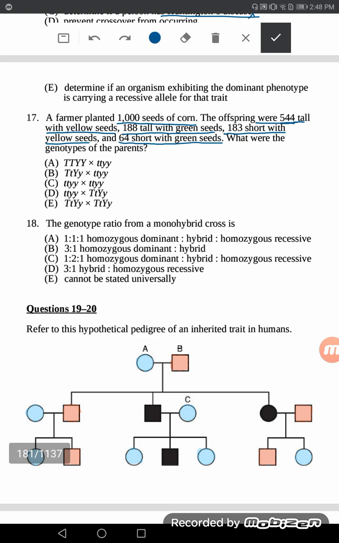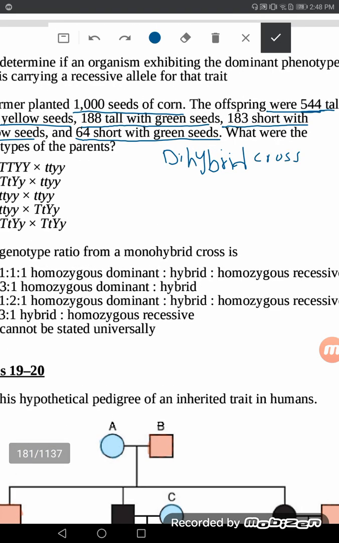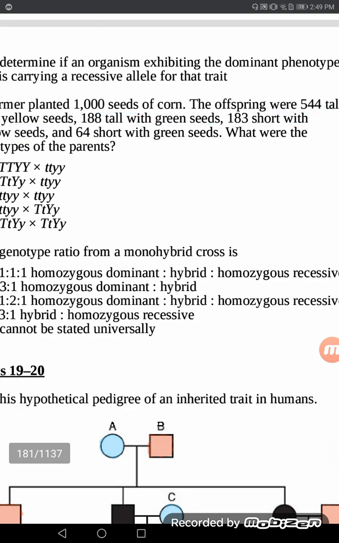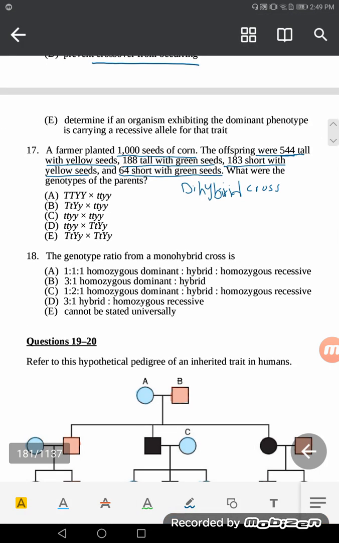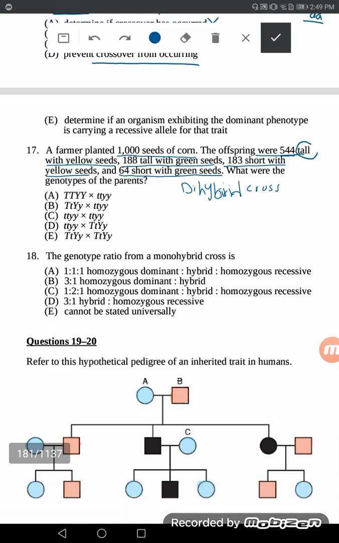So as we can see, this is a dihybrid cross. It means we are studying two traits. One of them is the height of the plant, either tall or short. The other trait is the color of the seed, either green or yellow. So it's about a dihybrid cross.